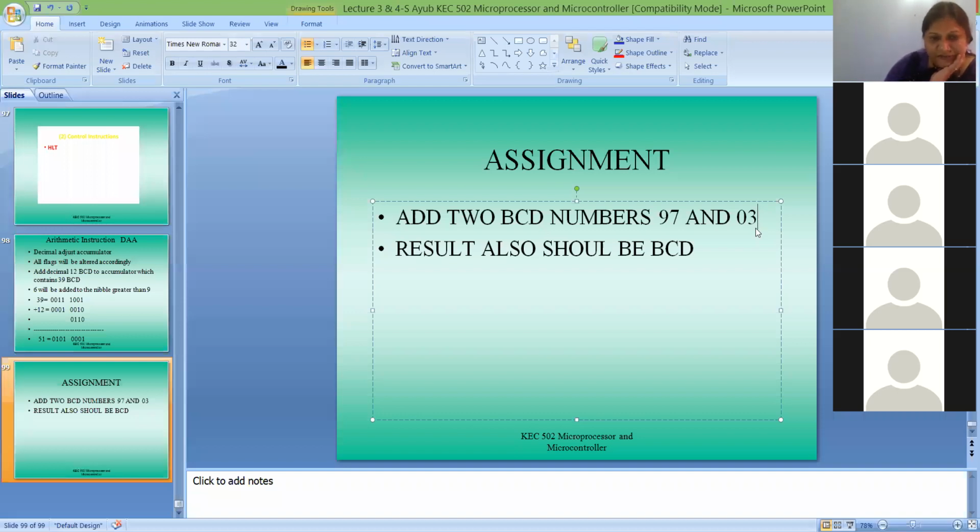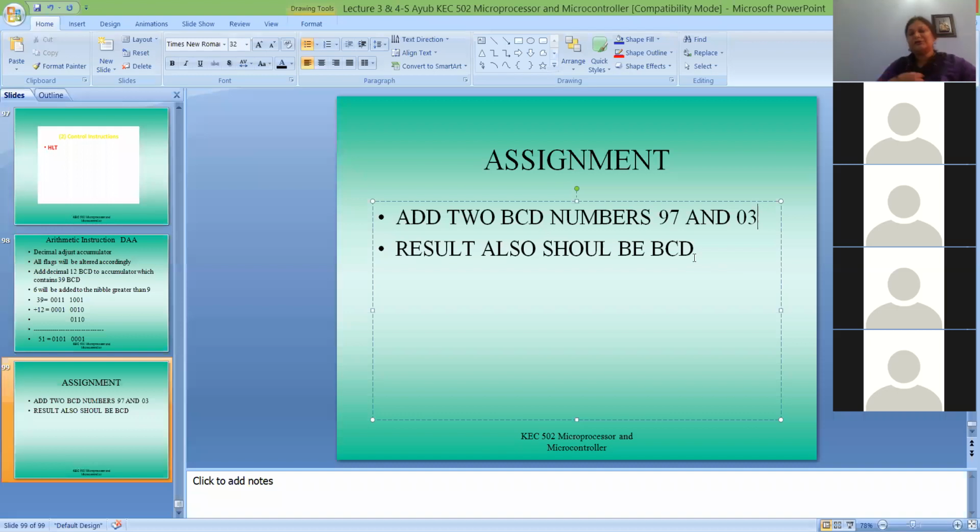If it is a decimal number, then what should be the result? Anybody? In decimal, what will be the result? 100. Yes, good. So what will go into the accumulator? 100 means 0, 0 will go into the accumulator and 1 will go to the carry flag. But if it is not BCD addition, then 7 plus 3 will be, sorry, 10. 10 means it is A. And 9 plus 0 is 9. So your addition result will be 9A if it is not BCD.